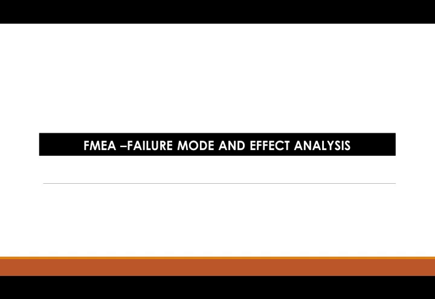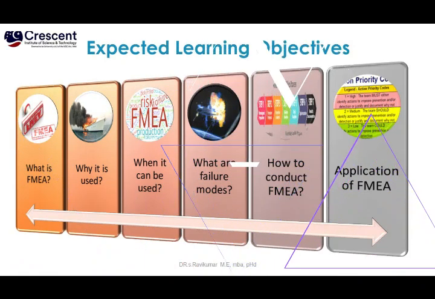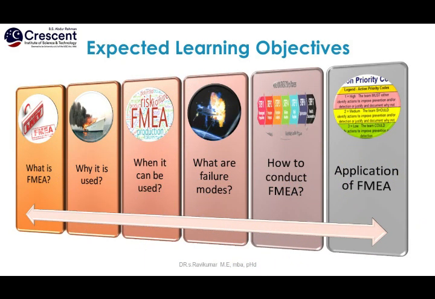Then we are going to see two important associations which are responsible for developing and implementing this throughout the world in the automobile sector and in other industries. One is AIAG, that is Automotive Industry Action Group, and another one is VDA, Verband der Automobilindustrie. These are automobile industry associations. They are responsible for implementing this particular FMEA in all industries, especially in automobile industries.